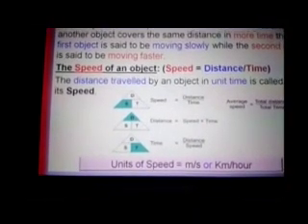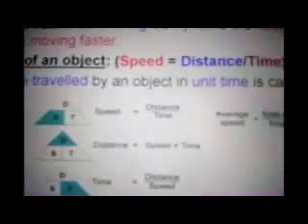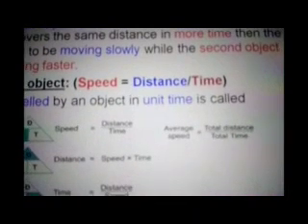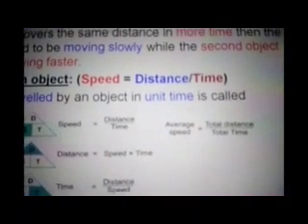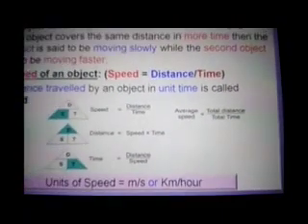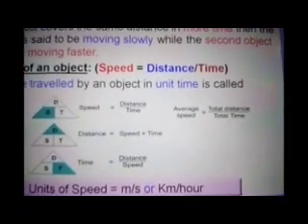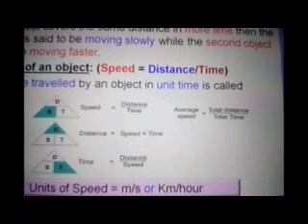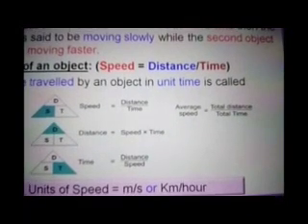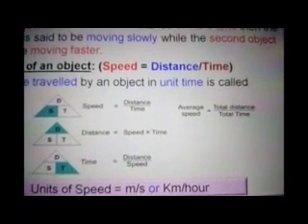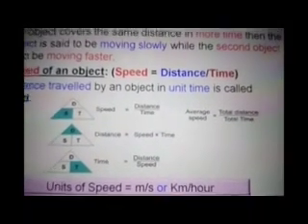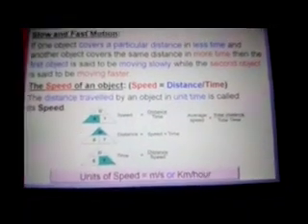And how do we calculate the average speed? The average speed means the total distance covered by an object divided by the total time taken. And what are the units of speed? Speed can be measured in kilometer per hour, because the distance unit is kilometer and the time unit is hours. And also we measure in meter per second. These are the units of speed.